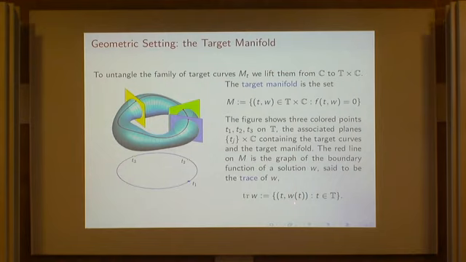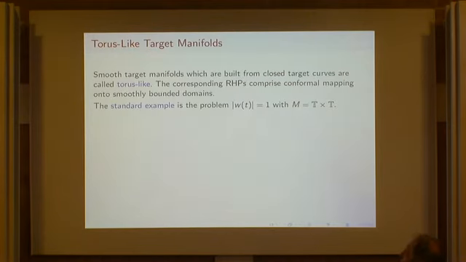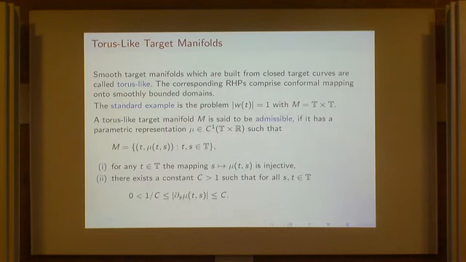More precisely, we consider the graph of the boundary function of a solution, and then this is a line on this target manifold. The standard example is this modulus problem, or say this standard modulus problem, where we are interested in all holomorphic functions having unimodular boundary values. This is a torus-like target manifold, and more generally we call such torus-like target manifolds admissible if they are given by such a parametrization, which basically means that all target curves are closed, smooth, and depend smoothly on the parameter t, the boundary point t.